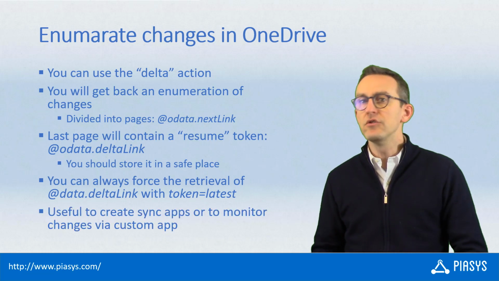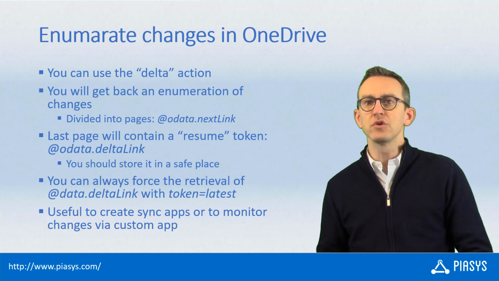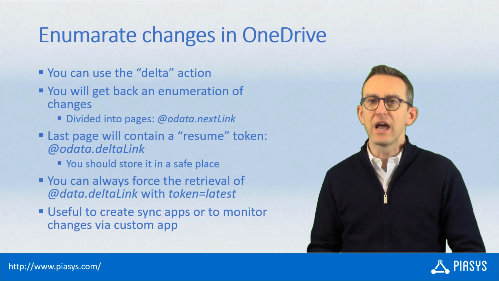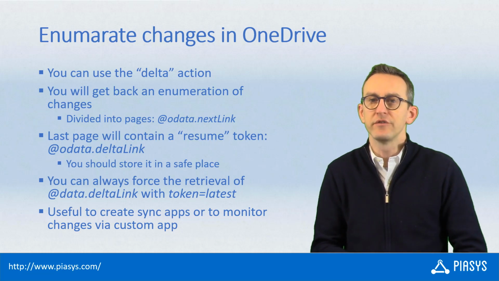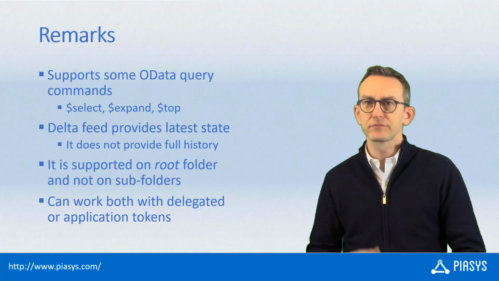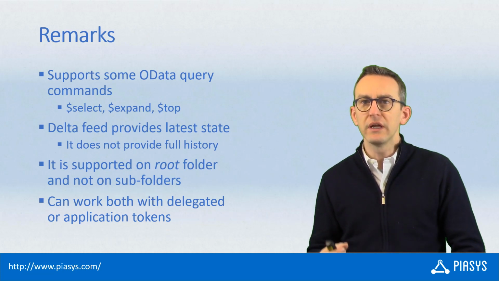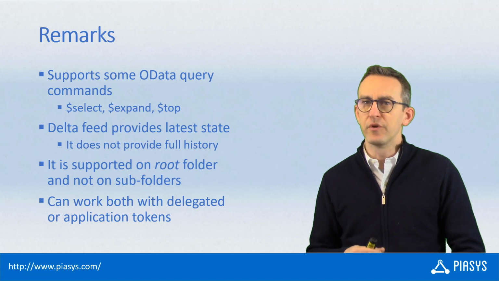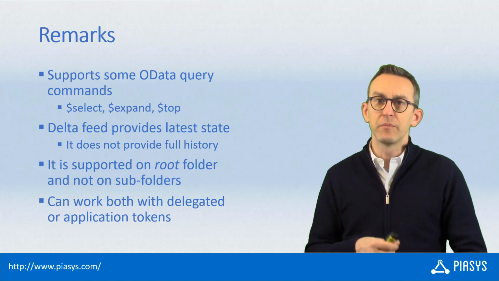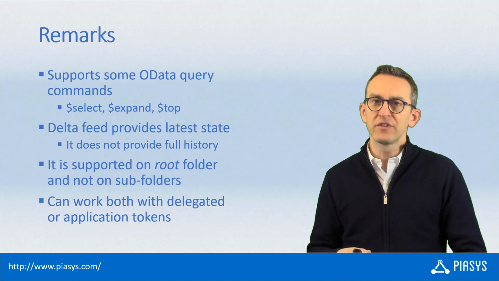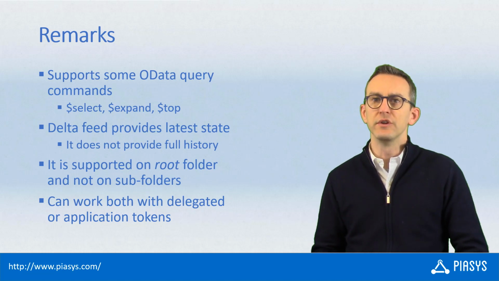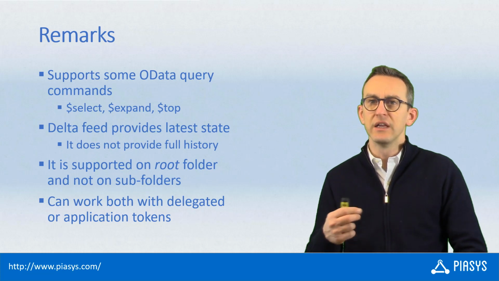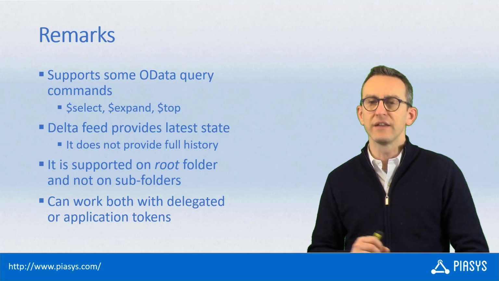This technique is really useful whenever you want to create a synchronization tool which can be used to synchronize all of the items that you have in OneDrive for Business with something else, maybe with another repository or whatever you like. You should also keep in mind some remarks. First of all, the Delta endpoint supports Open Data Protocol. At least it supports the $select, $top, and $expand statements, which are quite useful if you want to filter the properties of the result that you collect.